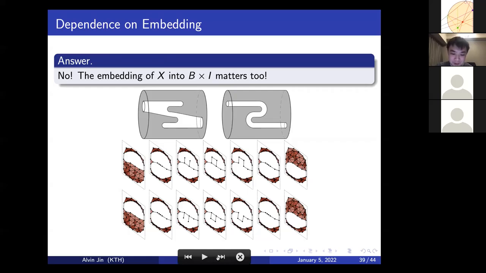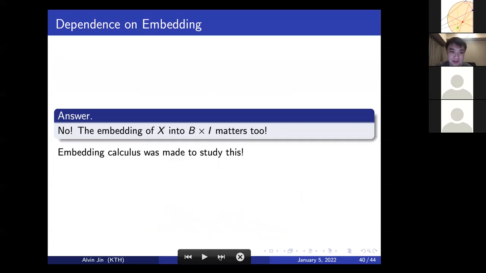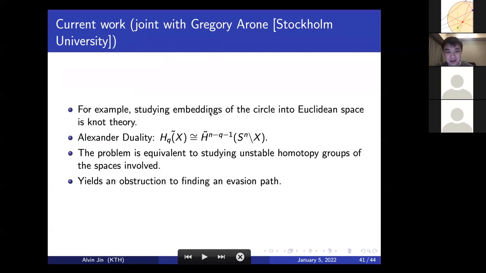And I guess one of you mentioned in the chat about knot theory. Well, what is knot theory? Knot theory is pretty much studying embeddings of the circle into Euclidean space. The reason that knot theory is interesting is that the embeddings of the circle are an interesting question, or it's not so obvious how to distinguish embeddings.